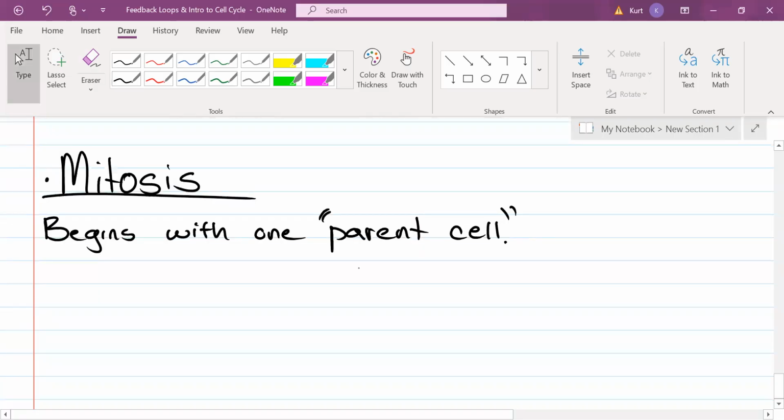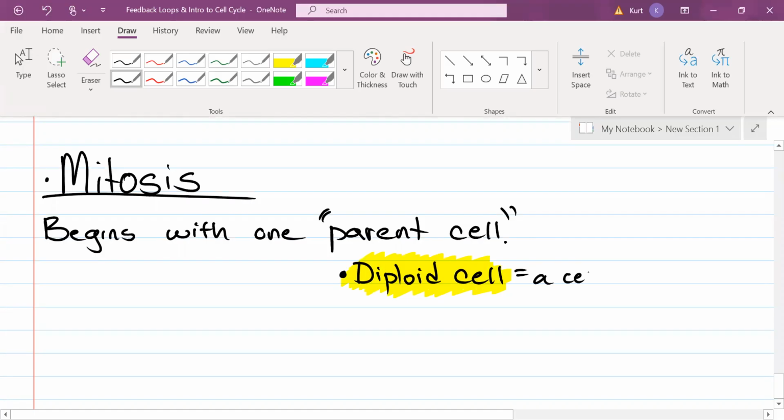Now, a few things about the parent cell. The parent cell is a diploid cell. Here's one of your first very important terms. A diploid cell is a cell whose nucleus has 2 chromosomes per pair.